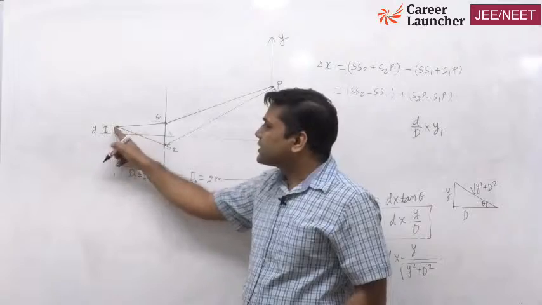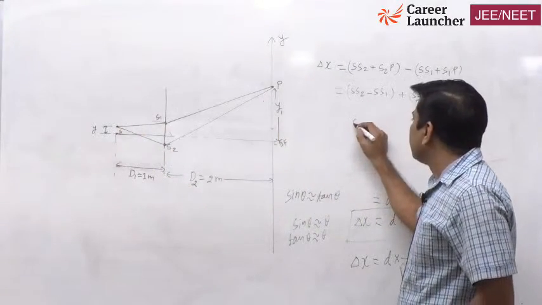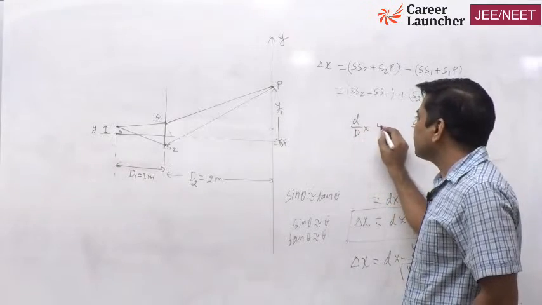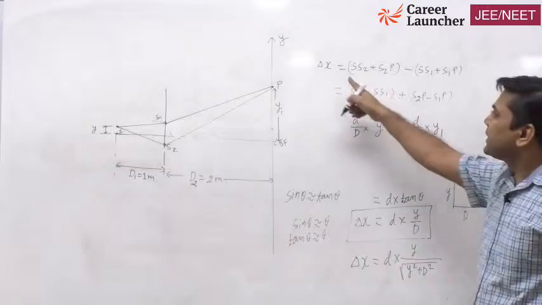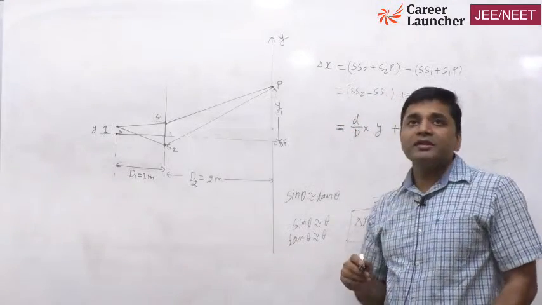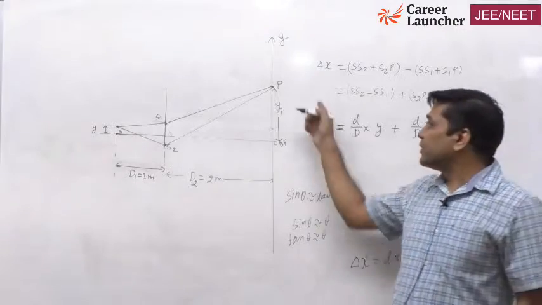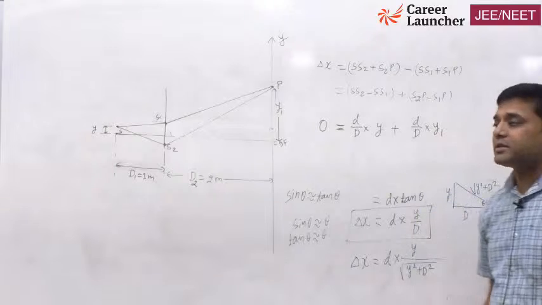So you have to find out what is SS2 minus SS1. The similar formula here will be d by d into y plus. And if you wanted to calculate delta x for the central bright fringe, you know that at the central bright fringe the path difference is 0, so delta x is 0. You can easily calculate the equation.